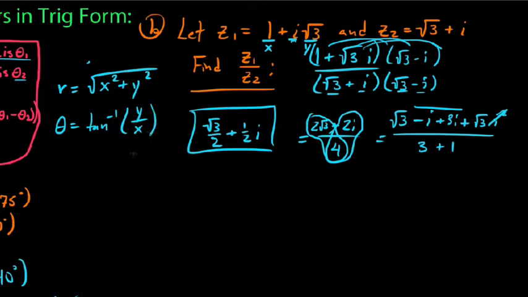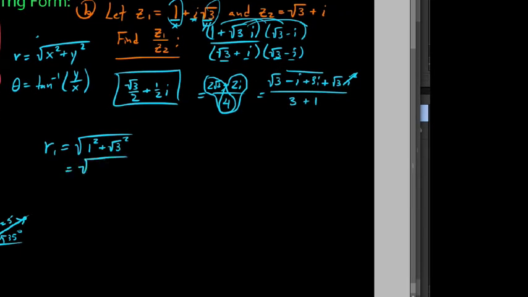So we know both y and x for both of these. We're going to find them very quickly, and then we'll use our law again for finding the quotient between these two things in trig form, not standard form. So z1 has an x value of 1 and a y value of radical 3. So the modulus of our first one is the square root of 1 squared plus radical 3 squared, which is the square root of 1 plus 3, which is the square root of 4, which is, simply put, r1 is 2. So we're going to keep this in our back pocket.